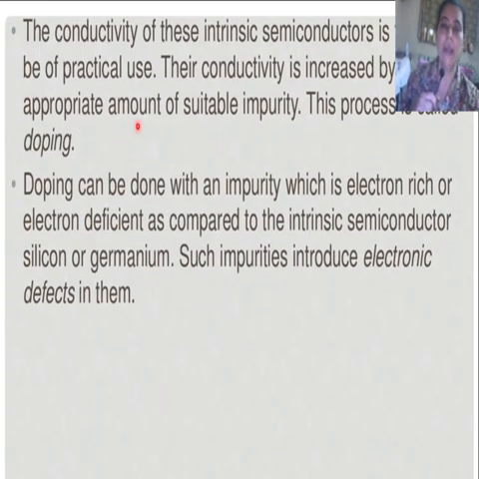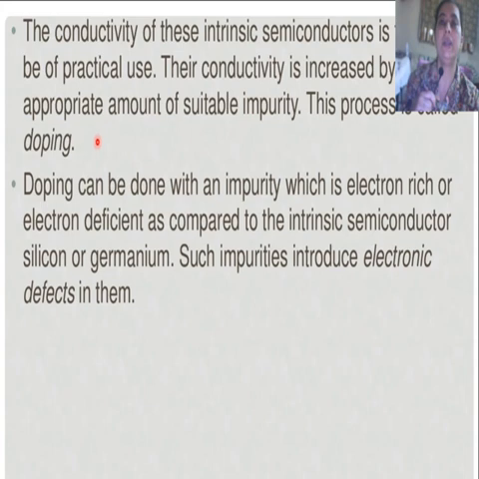The conductivity of this intrinsic semiconductor is too low to be of practical use. Their conductivity is increased by adding an appropriate amount of suitable impurity, and this process is called doping. Now we will understand doping.